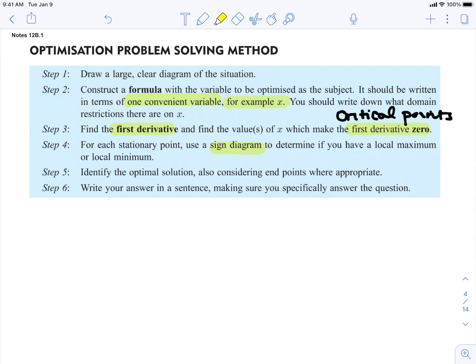Also consider endpoints where appropriate. Then you're going to write your answer in a sentence, making sure you specifically answer the question and make sure you have your appropriate units. So we will be doing an example in the next video.